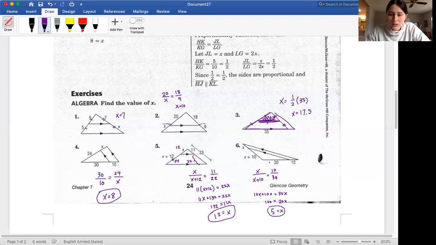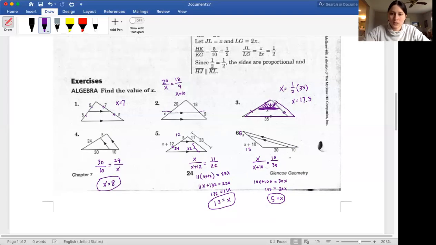So let's just double check. This would be 5. And this would be 15, and you can think through 5 over 15 is 1/3, 10 over 30 is 1/3. So you can kind of check the proportions to make sure that's accurate.